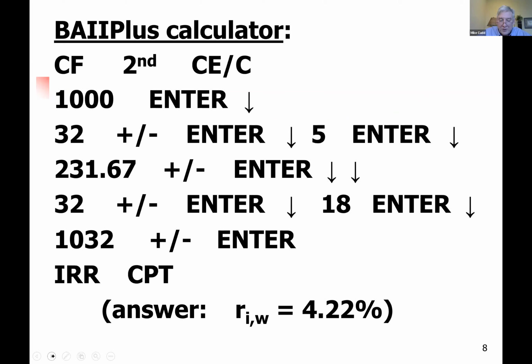You'd put in 1,000, then a negative 32 for 5 years. And that's the total in year 6 of 32 and the 199.67 would be 231.67. And in the final year, you'd make a coupon payment and the face value. So that total would be 1,032.